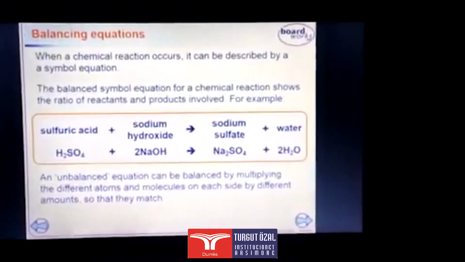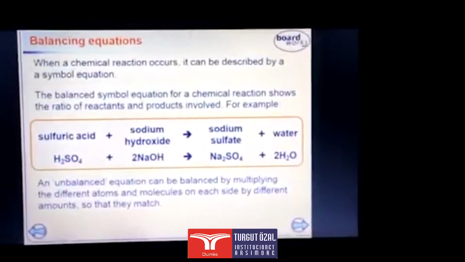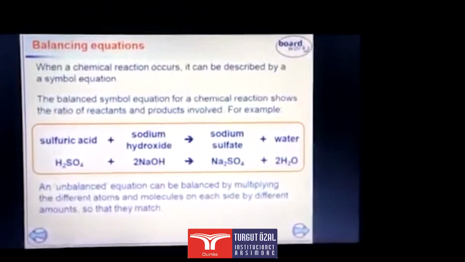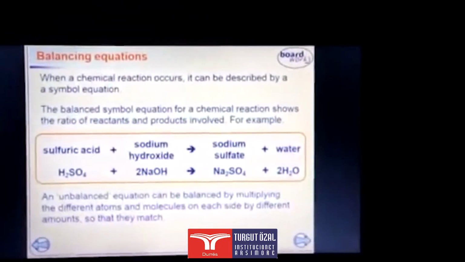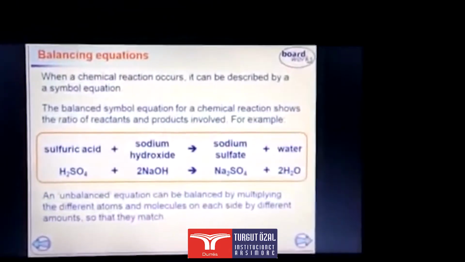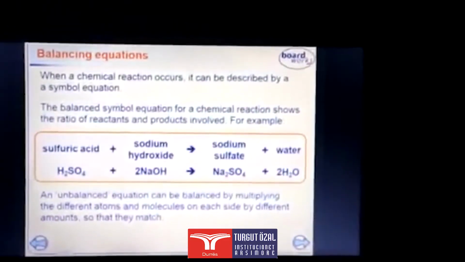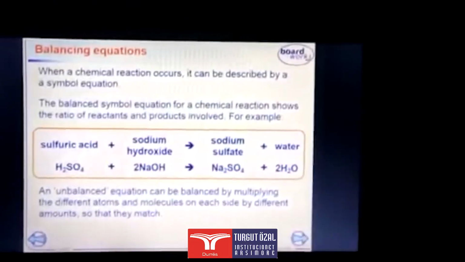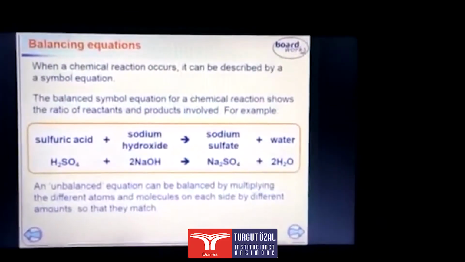Balancing equations now. When a chemical reaction occurs, it can be described by a symbol equation. The balanced symbol equation for a chemical reaction shows the ratio of the reactants and products involved. For example, sulfuric acid H2SO4 plus sodium hydroxide NaOH will give sodium sulfate Na2SO4 plus water. We have to balance it.